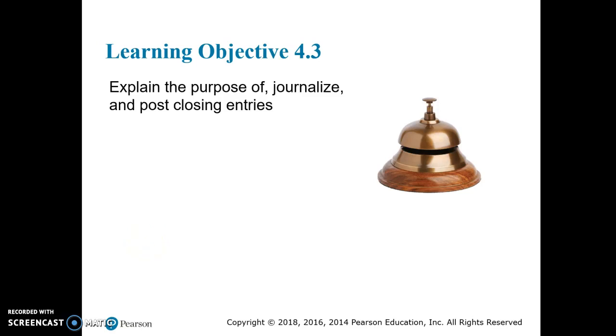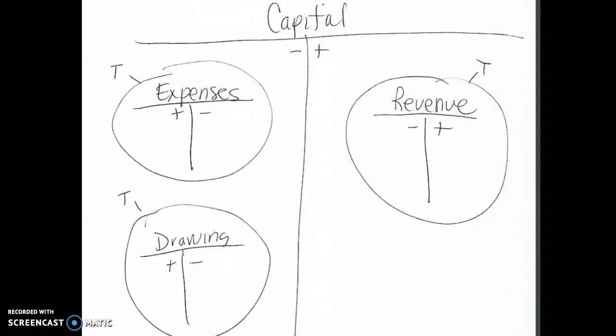In this objective, we are going to be preparing closing entries. So you can kind of take a look at our big T, our capital, and then our smaller t accounts, which I have said before, the capital is the permanent account, and then we have what's called temporary accounts. Well, it's time to do something with those temporary accounts.